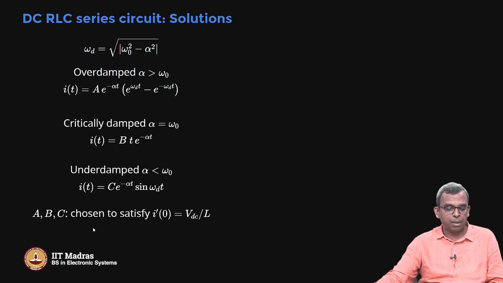So, how do you find A, B, C? You find them so that I prime of 0 is VDC by L. You differentiate this and substitute t equal to 0, and you will get some expression for A, B and C. This is how you do the RLC series circuit solution. So you have the damped frequency showing up, the attenuation factor showing up and some constant showing up in front.